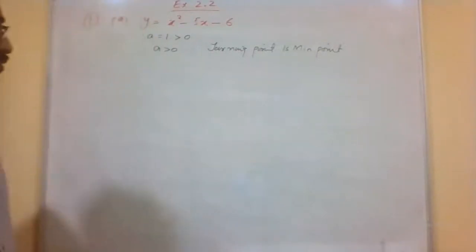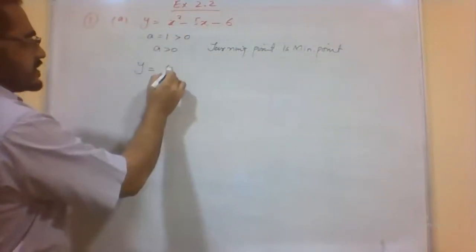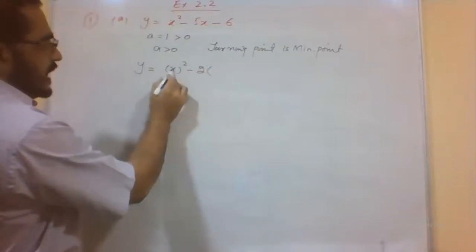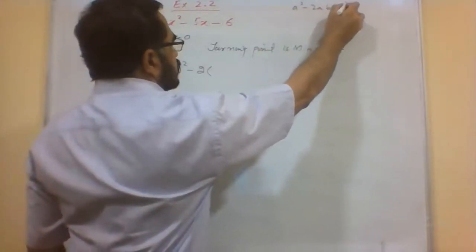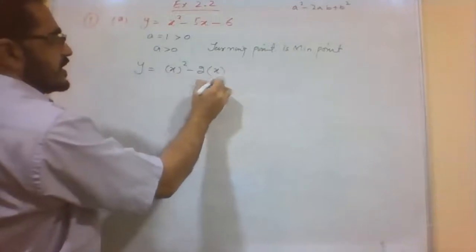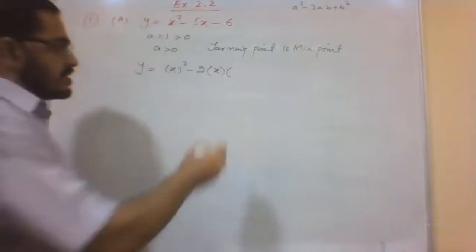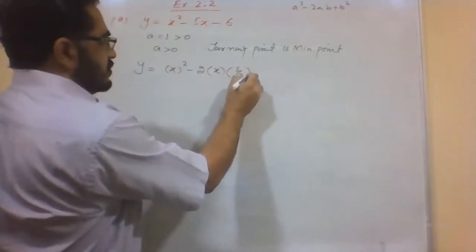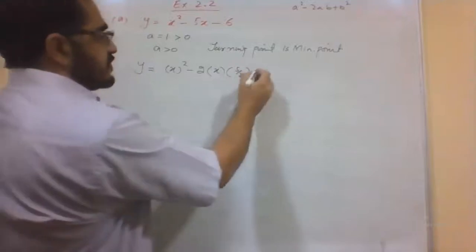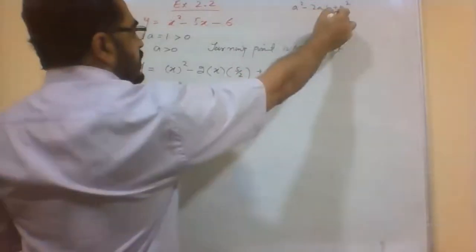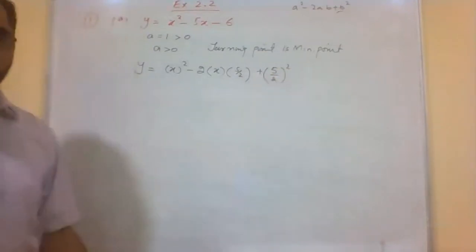Now we will find the minimum point. For that we will make a perfect square. y is equal to x squared minus 2 into a, where a here is x. We will make the form a squared minus 2ab plus b squared. A squared is x squared, minus 2 into a, already we have taken x. For b, as here is minus 5x, we will take 5 divided by 2. The 2 cancels with 2, then 5 into x is 5x. B here is 5 divided by 2, then plus b squared, which means 5 divided by 2 whole squared.